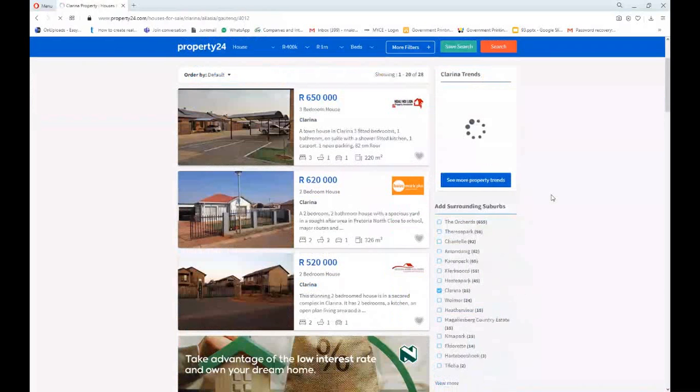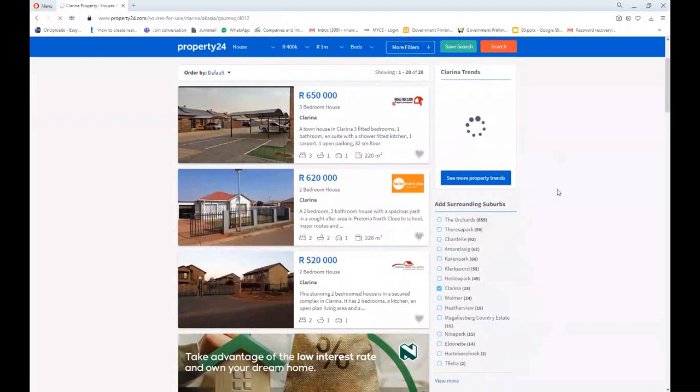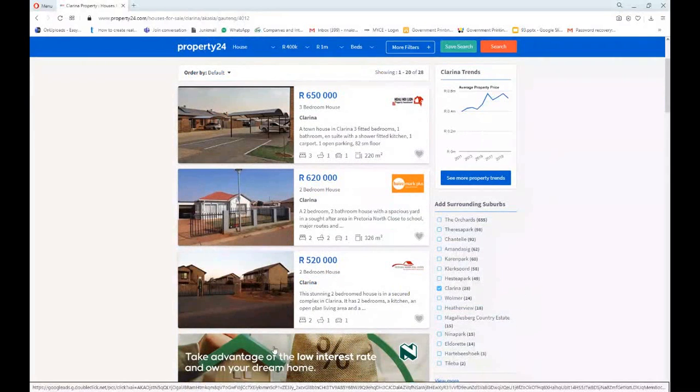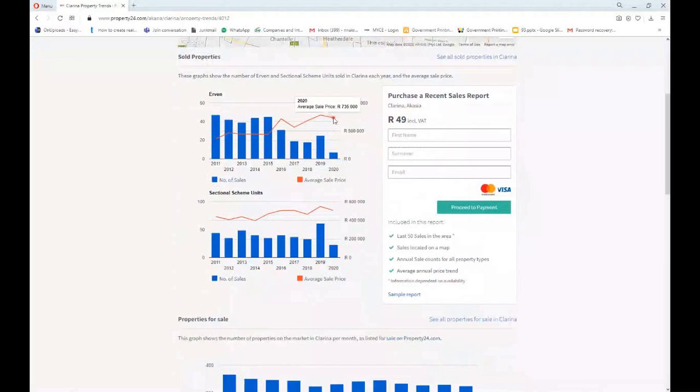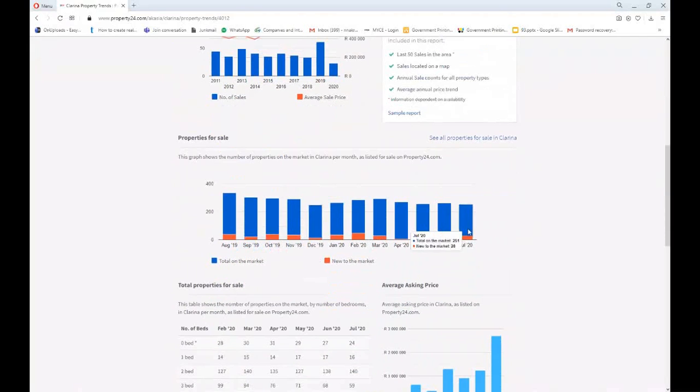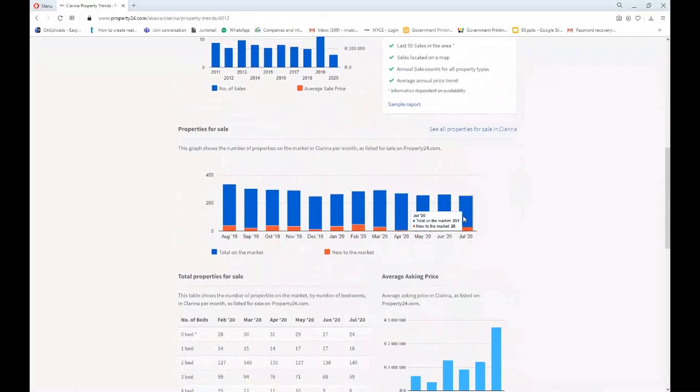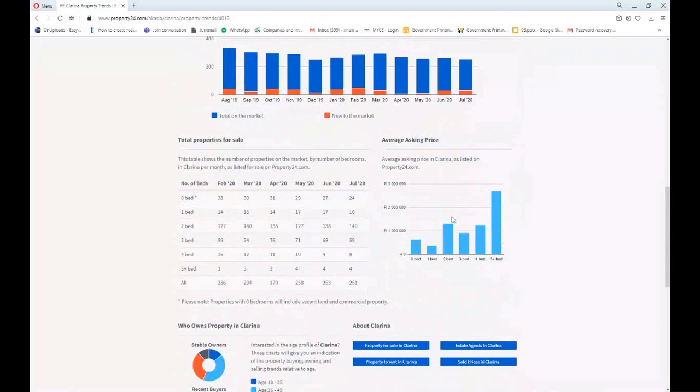There you will see different properties. If you look at property trends there as well, it can show you. You see the difference? 735. This is the registrations at the deeds office. 500. This is the sectional type. This is the flats. 505,000. What's in the market? 28. Total in the market, 251. But now the 2 bedrooms, the average, 1.306.